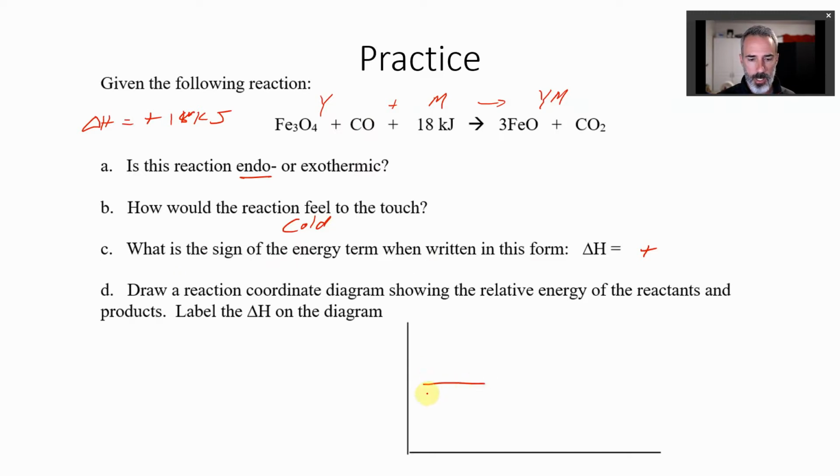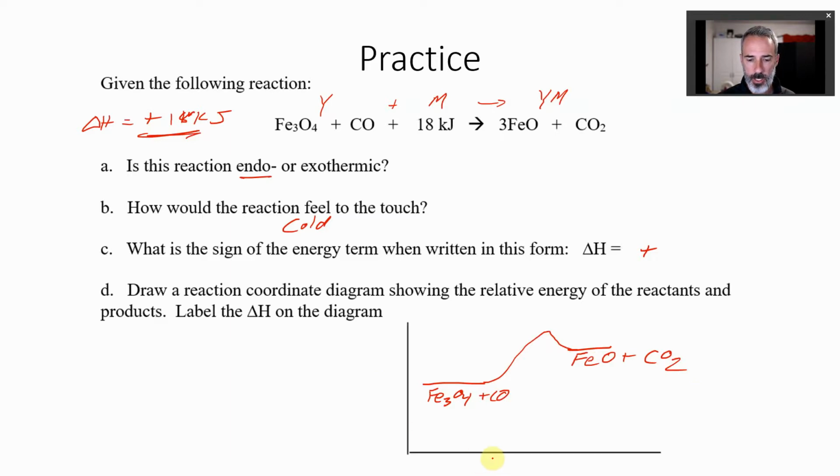So I'm going to start in the middle here. I'm going to be specific with my chemicals. These are the reactants. And would the products be higher or lower in energy? Well, they're gaining this energy, so they definitely would be higher, like that. And we have Fe, O, and CO2. It's a great reaction coordinate diagram.